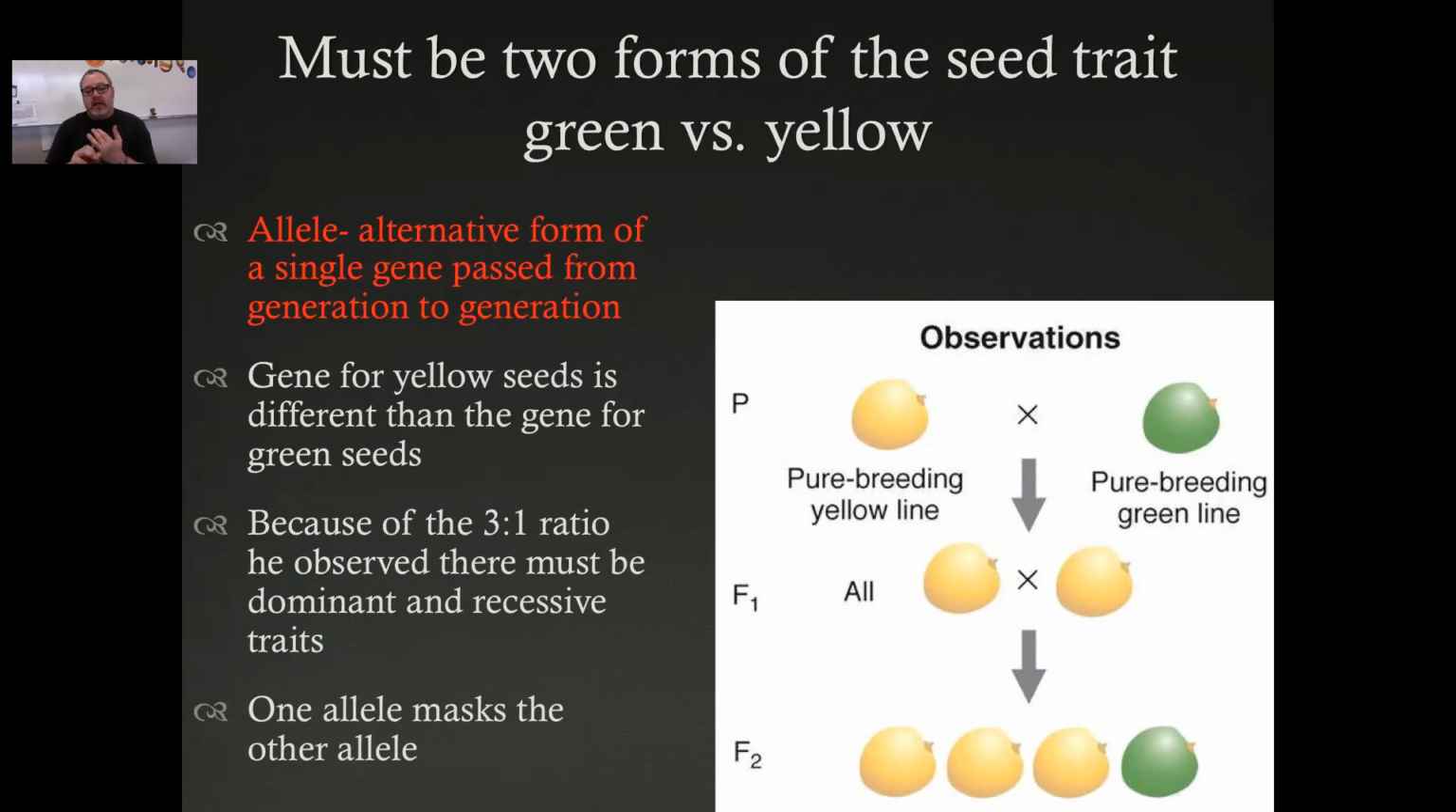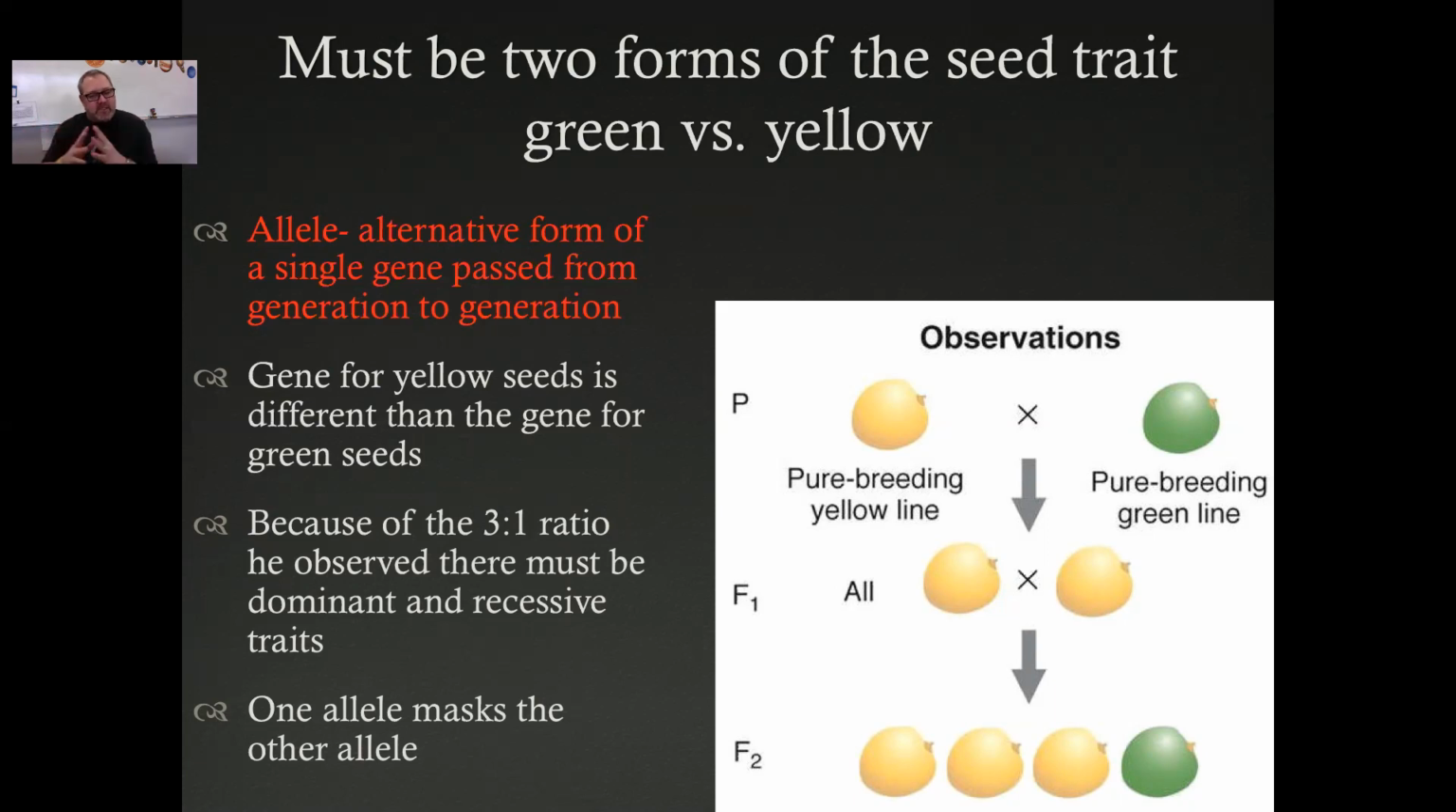And we'll talk a lot about alleles. That's one of those terms that you need to get into your head because we're going to talk a lot about it. Okay. So the gene for the yellow seed is different than the gene for the green seed. And because of the ratio of 3-to-1 that kept coming over and over and over, he determined that something must be dominant there. There must be something that's dominating over the green.